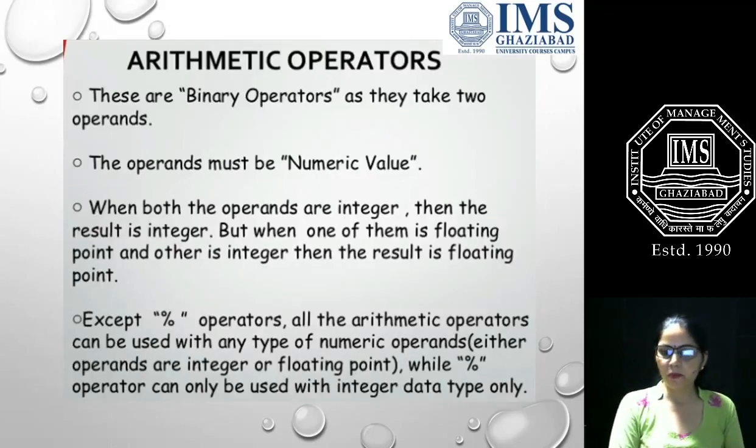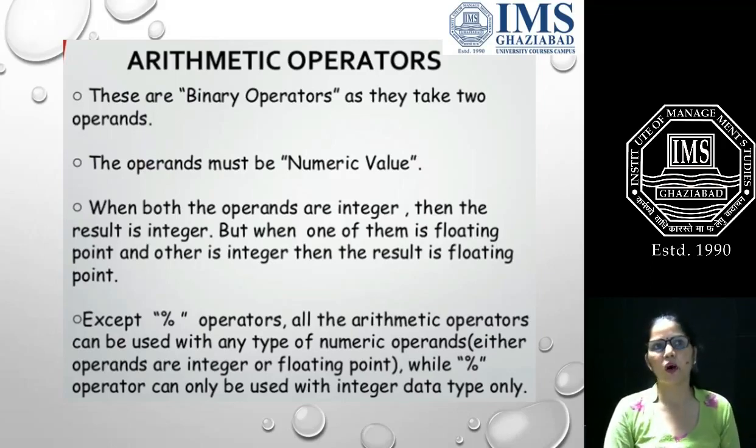These are binary operators. They take 2 operands. The operands must be numeric values. Obviously we can have 2 plus 4 or 2.5 plus 7.5, but we can't have A plus C. So the operands must be numeric values. When both the operands are integers, then the result is an integer.